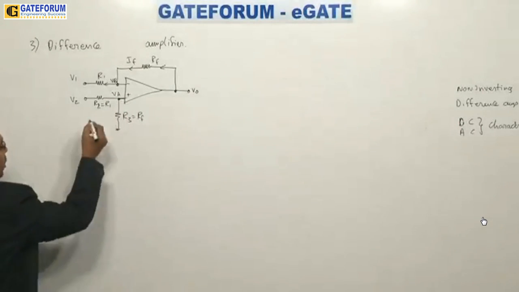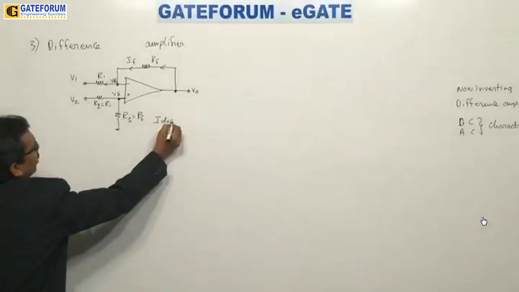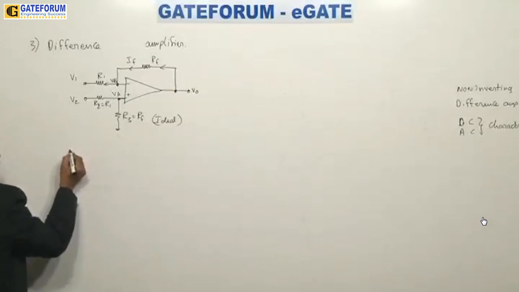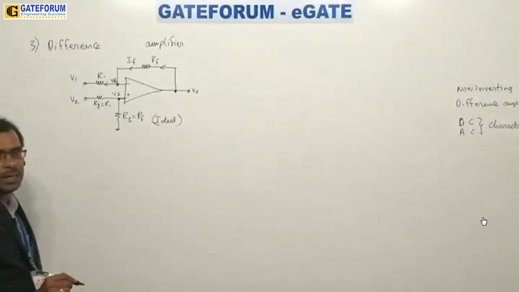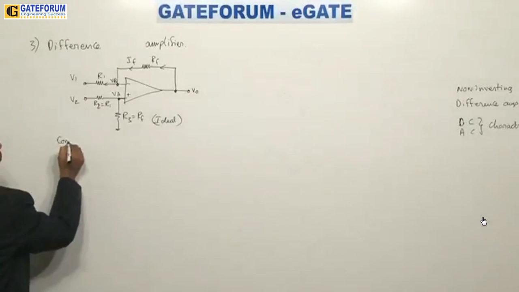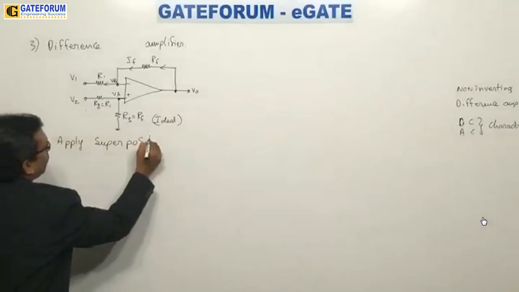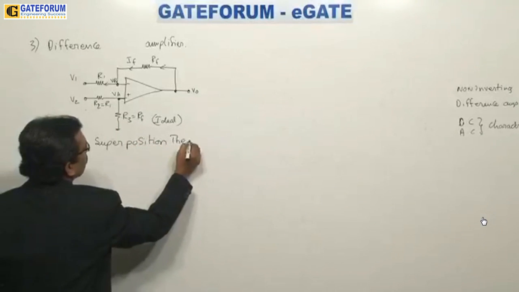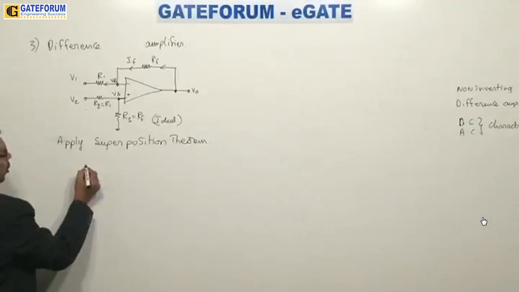Now let us try to see here. When I give both inputs at a time, I need to understand this logic. Assume the op amp to be an ideal op amp. Now I need to consider two inputs at a time, so that is the reason I will take the help of the superposition theorem. On applying the superposition theorem, we get V1.